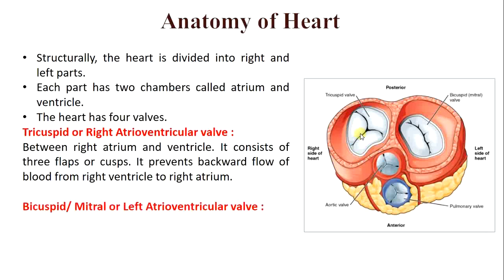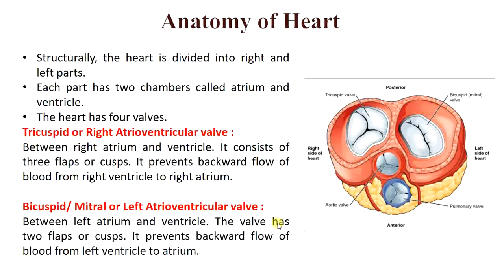The next wall is the bicuspid wall, which is also called the mitral wall, you can see here, or it is also called the left atrioventricular wall. It is present in between the left atrium and the ventricle. The wall has 2 flaps or cusps. It prevents the backflow of blood from the left ventricle to the atrium.